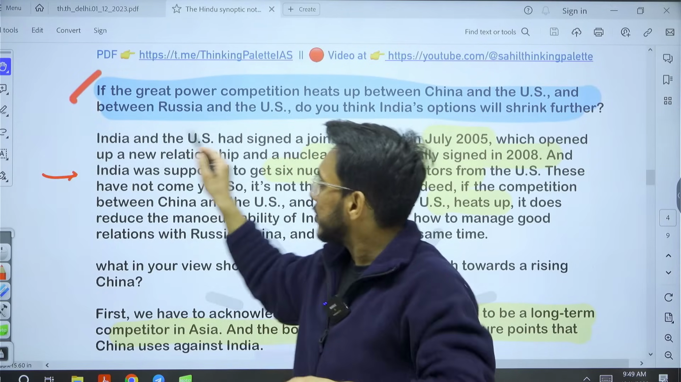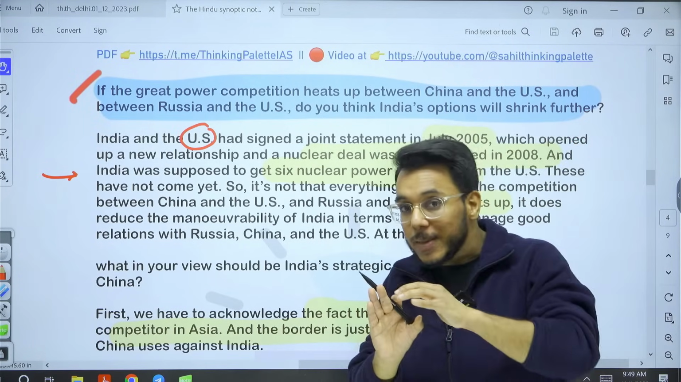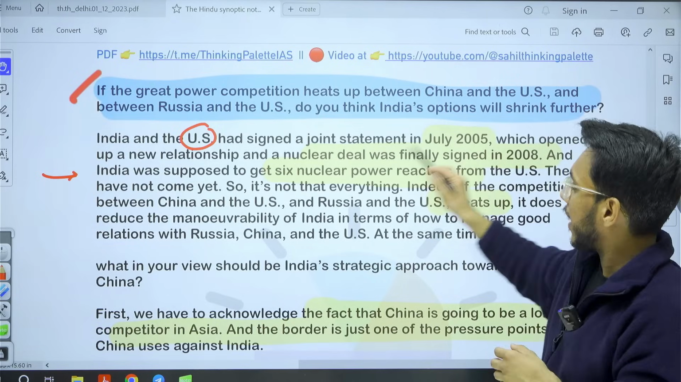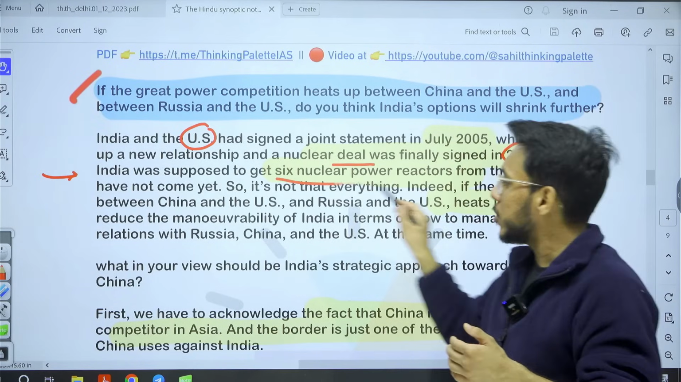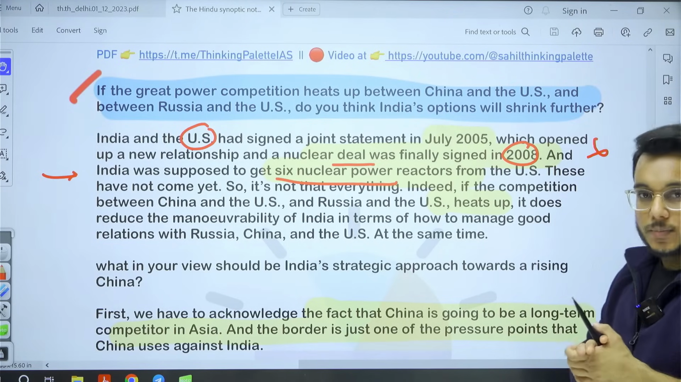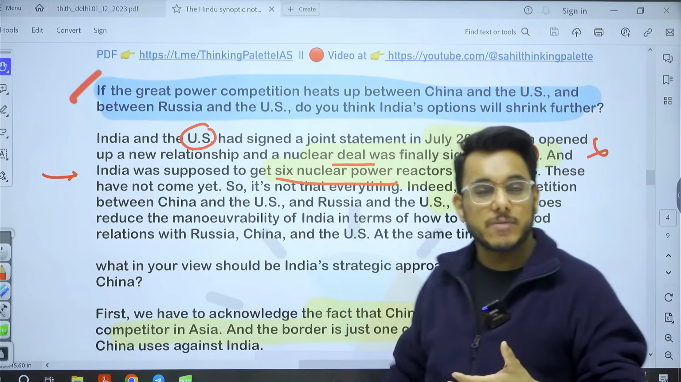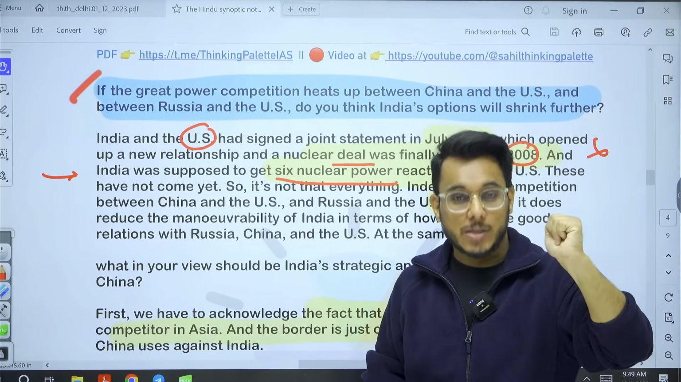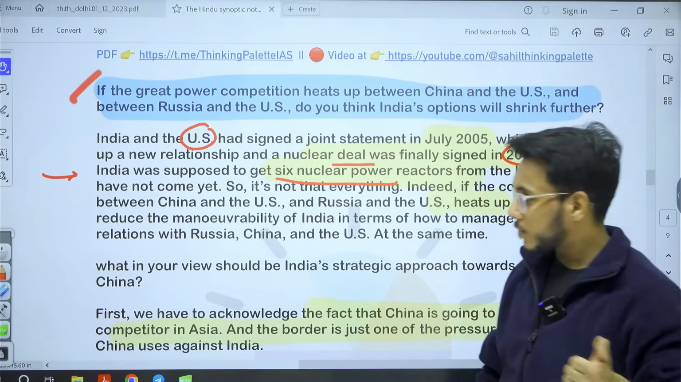Now, at the same time, guys, when we talk about India and USA, though India-US relations have deepened, it does not mean that they are perfect. For example, India and USA signed a nuclear deal in 2008, and India was supposed to get 6 nuclear power reactors from America, but they have not come. Also, occasional irritants emerge between India and USA. For example, on the first page we have seen one article, where one Indian national has been indicted by USA for playing a role in the killing of a leader, the killing of a person.